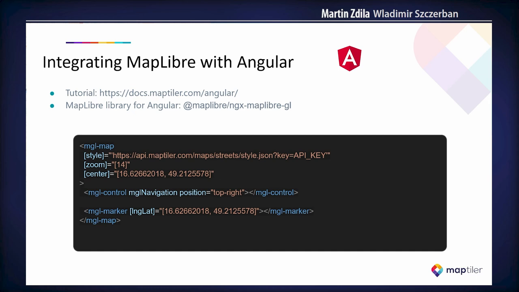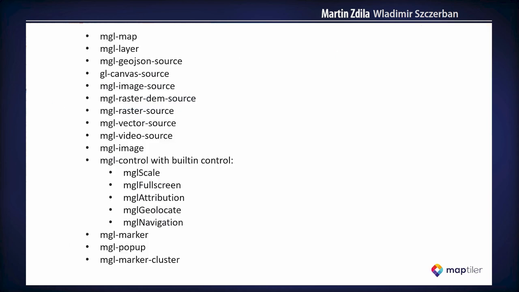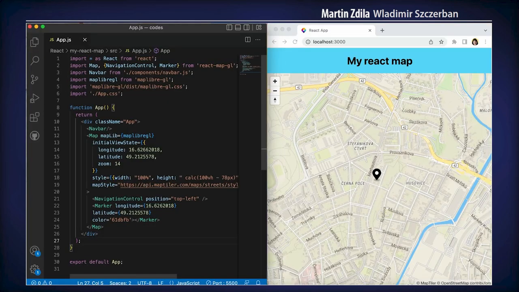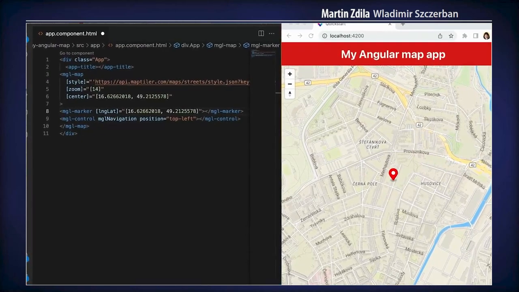And now, how to integrate MapLibre with Angular. This library is also pretty comprehensive, like the React one. It contains many elements, which basically copy the MapLibre API. So you define everything declaratively, the same, the style, zoom, center for the map, you add the control, marker, and there are also elements for layers. You can see it here for layers, for various sources like GeoJSON, canvas, images, and so on. Marker, popup, and various elements. So this is how it will look if you check the documentation on MapTiler. We have working samples there.